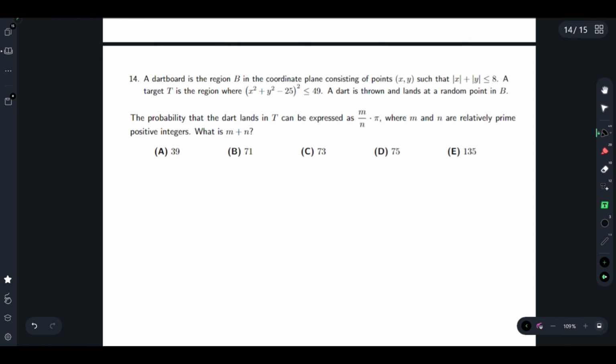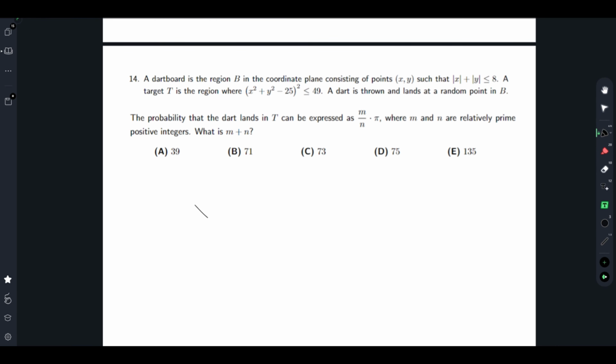Moving on, problem 14. A dartboard is the region B in the coordinate plane consisting of points (x, y) such that the absolute value of x plus the absolute value of y is less than or equal to 8. A target T is the region where (x squared plus y squared minus 25) squared is less than or equal to 49. A dart is thrown and lands at a random point in B. The probability that the dart lands in T can be expressed as m over n times pi, where m and n are relatively prime positive integers. What is m plus n?